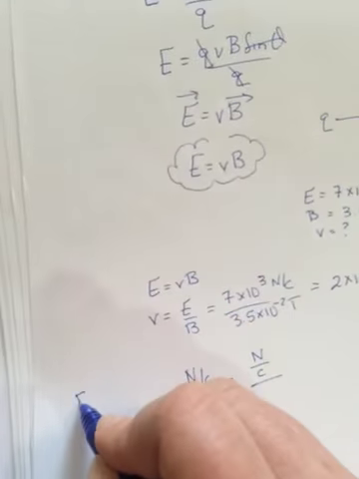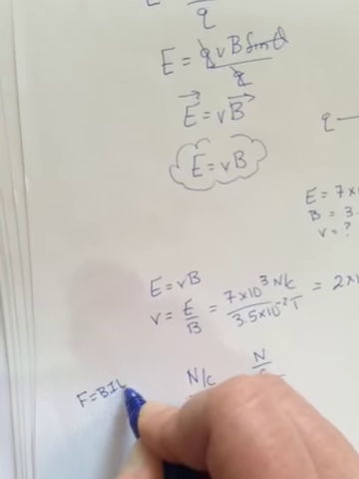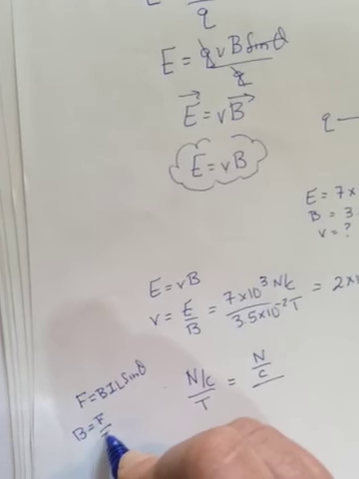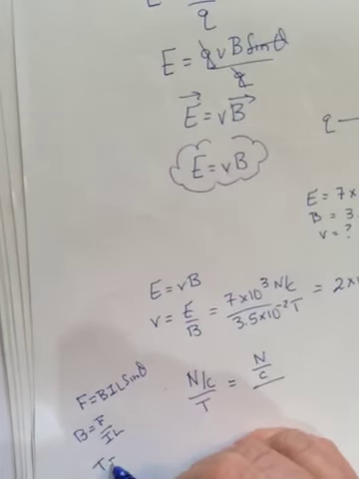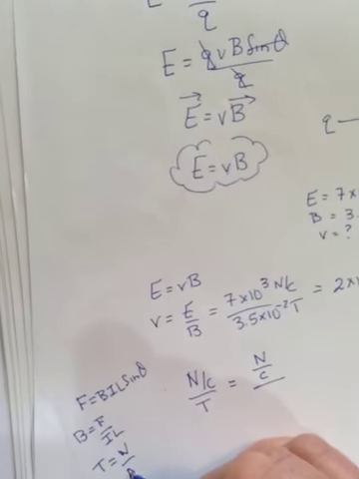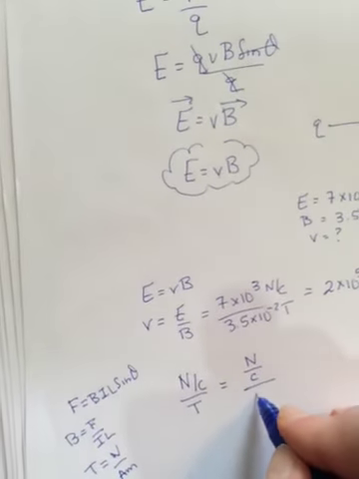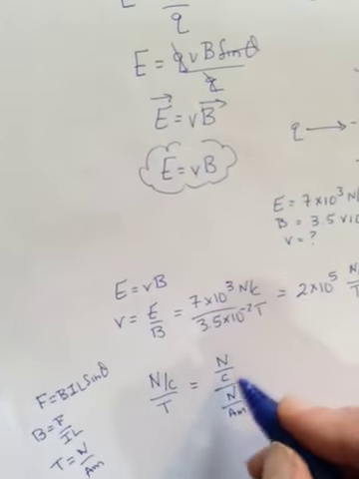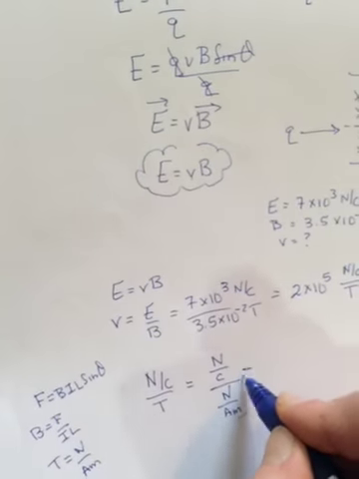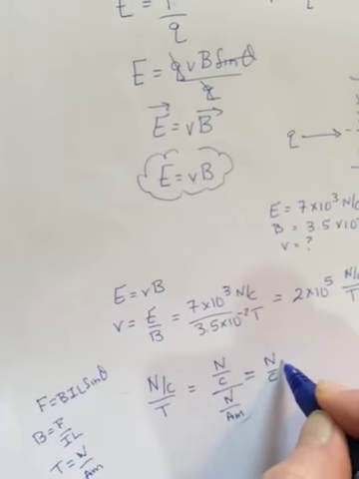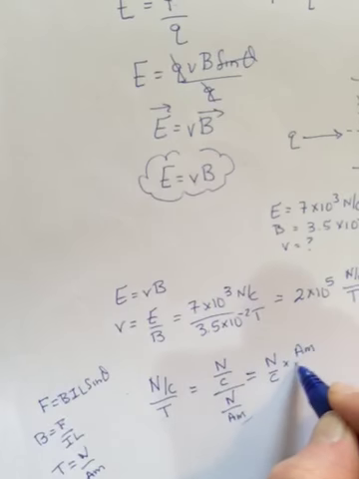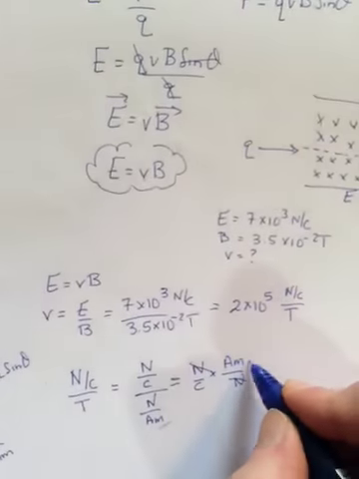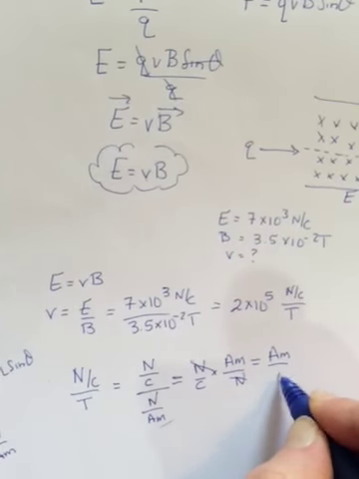Well, we know from F is equal to BIL sine theta that B is equal to F over IL, which means a Tesla is equal to a Newton over an amp meter. So instead of a Tesla here, we could do a Newton over an amp meter. And then dividing by a fraction is the same as flipping and multiplying. So a Newton per coulomb times an amp meter over a Newton. So the newtons will cancel, and we'll have an amp meter per coulomb.